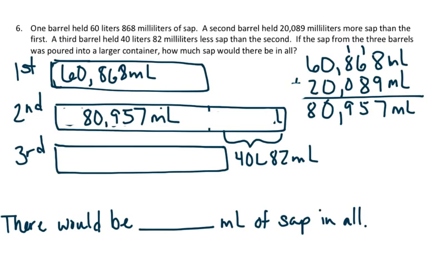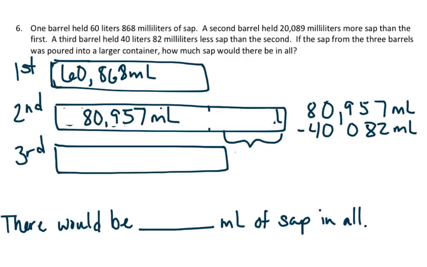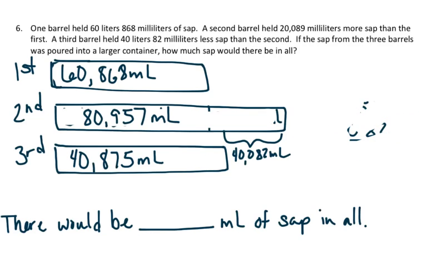And now my third barrel is 40 liters, 82 milliliters less than the second one. So I'm going to just take this number and I'm going to subtract 40,082, because that's how many milliliters we have when we convert this. So let me just go ahead. And that gives me, in the third barrel, 40,875 milliliters.